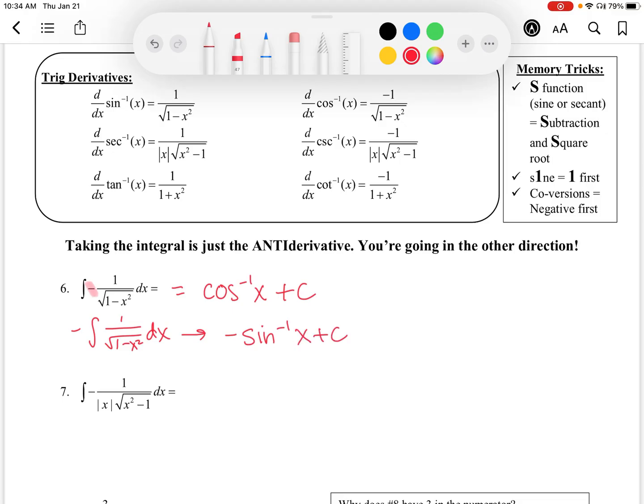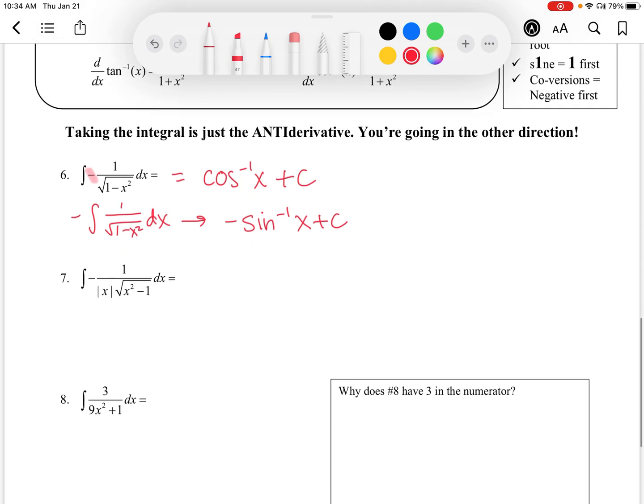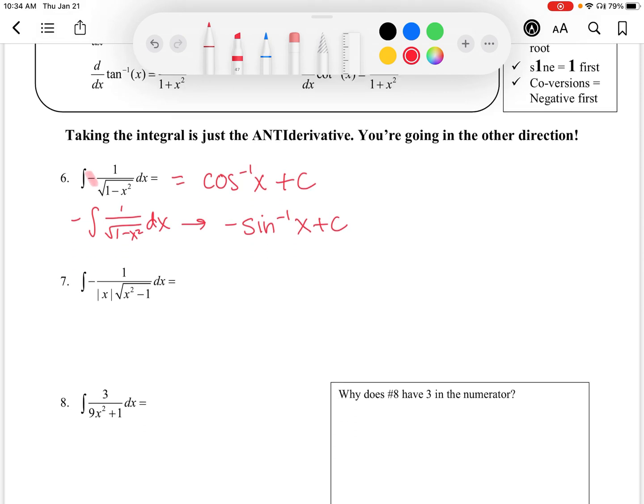So it technically could be either of those. All right, 7. We've got a negative, so that means I'm looking at one of my co-functions. And I've got an absolute value right there, so that means that I'm looking at cosecant. Inverse cosecant of x plus c.